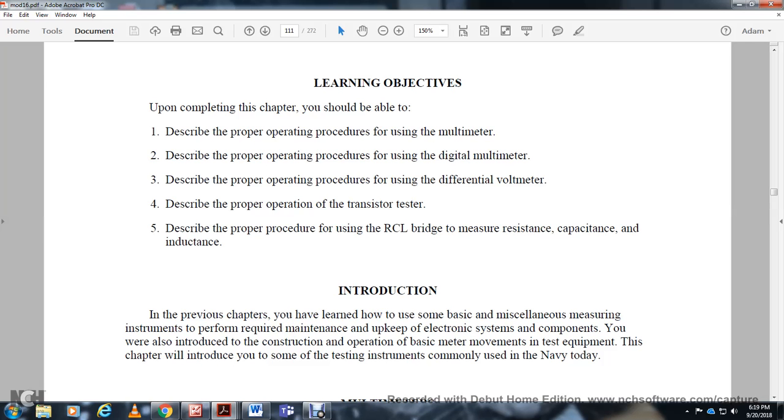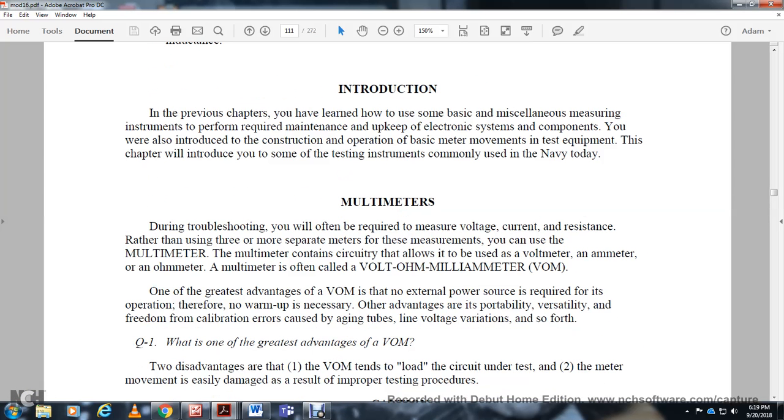In the previous chapter, you learned some of the basic measurements of the performance of electronic systems and components, along with the construction and operation of basic meter movements. This chapter will introduce some of the testing instruments commonly used in the Navy today. Multimeters. During troubleshooting, you will often need to measure voltage, current, and resistance rather than use three or more separate meters for these measurements.